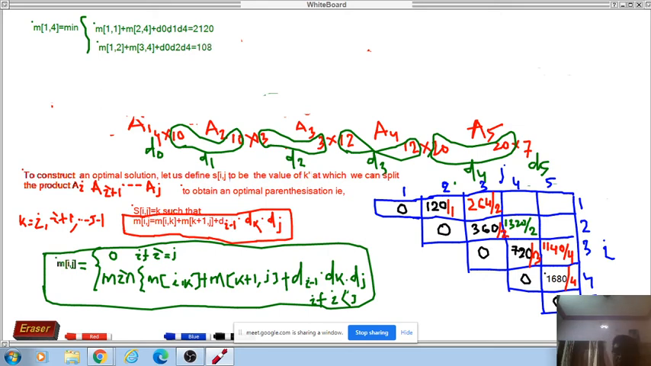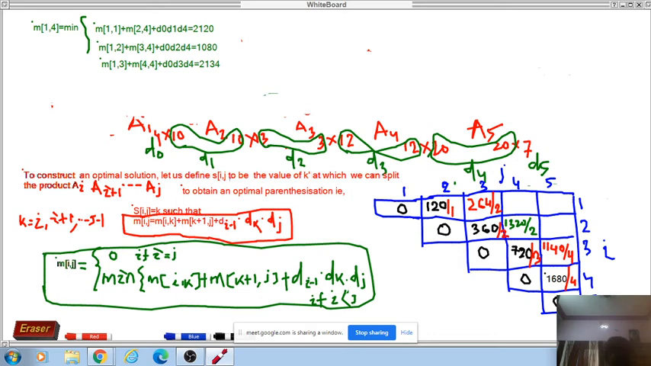Okay, 1080. Next, the third case: m of 1 3 plus m of 4 4 plus d0 d3 d4. Okay, understanding? The value will be something like 2122 or 2134, whatever value, you can check it.